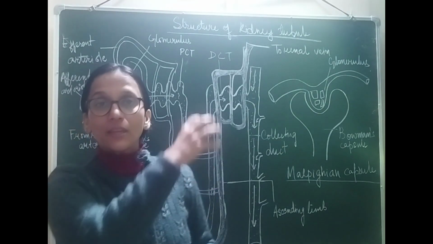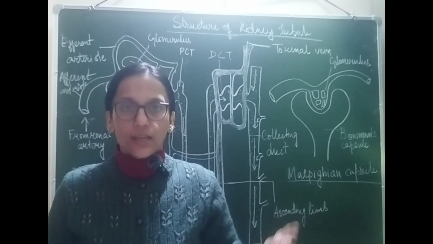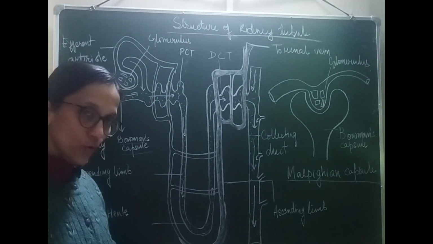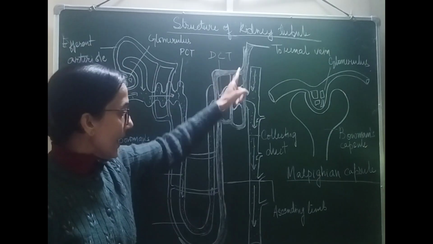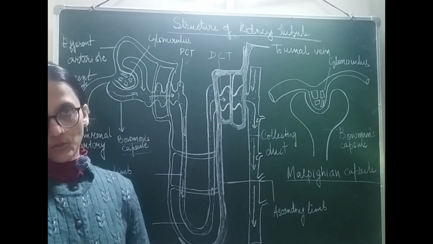So if I have to make a flow chart to tell you how the tubular structure starts and ends, then it starts with Bowman's capsule, then PCT, then loop of Henle, DCT, and then finally the collecting duct. Now what exactly is happening in these structures?